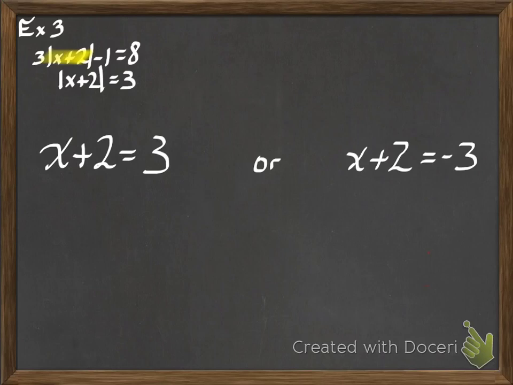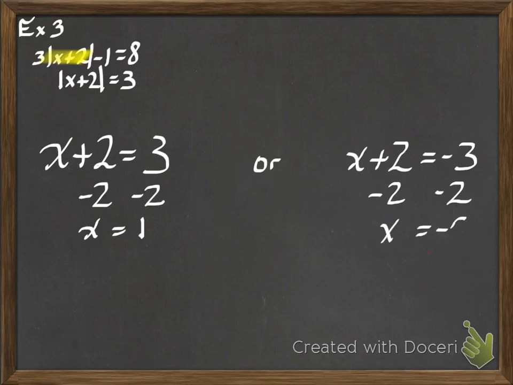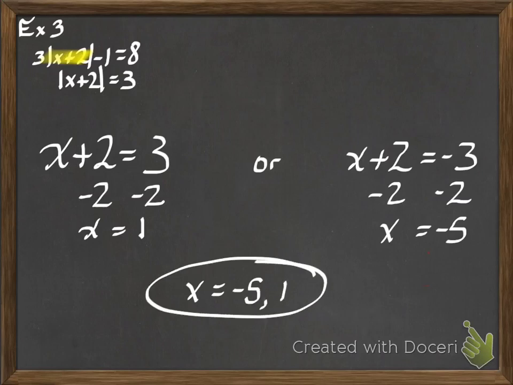And so I'm just going to work the positive 3 first. Subtract 2 from both sides. x is equal to 1. Or if I subtract 2 from both sides, x would equal negative 5. And again, we're with those two solutions. We either have x equals 1 or x equals negative 5. And putting them in order, we have negative 5, 1. Those are our two solutions.